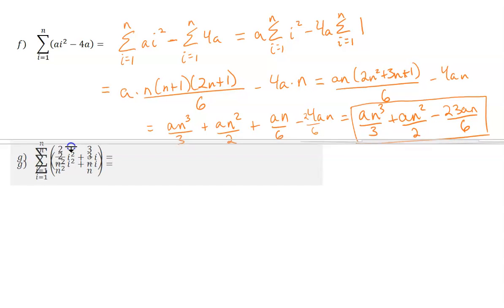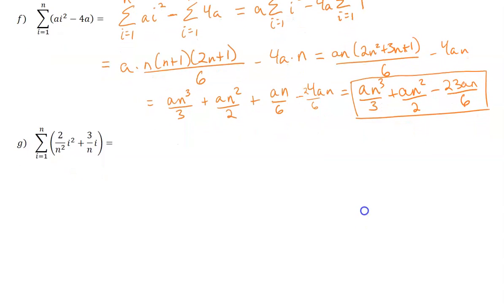For this last one, move it down a little bit here. For this last one, again, we have variables on the inside other than the index. We're going to use the properties. Now here, this n happens to be the same as that n, and that, again, is totally fine, okay?